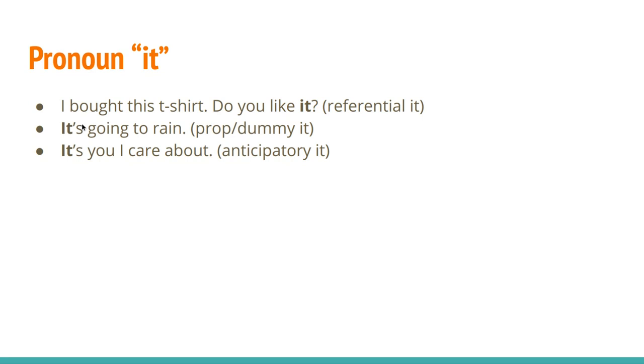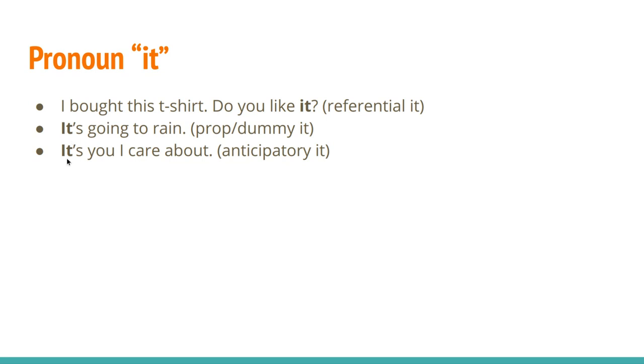Okay, and this is a prop it or dummy it. It's going to rain. It's not that the clouds have the will to rain. Okay, but it's going to rain. This is an empty it. Okay, and another distinction is the anticipatory it. In this case, this it is making reference to what's about to come. It would be like the opposite of the referential it. Referential it, we use whenever we have mentioned something before. Anticipatory it, we use whenever we are going to mention something further on in the clause, later. It's you I care about.